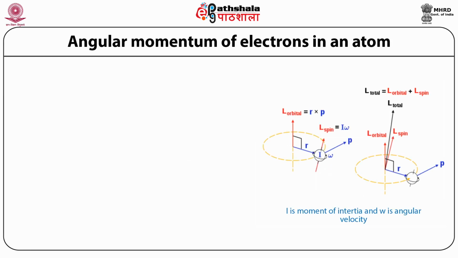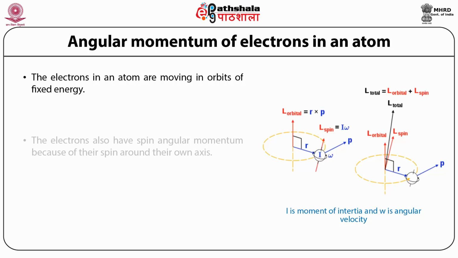Let's discuss the angular momentum of electrons in an atom. The electrons in an atom are moving in orbits of fixed energy, which can be represented in the simple Bohr's model as circles, or in 3D as spheres. The electrons also have spin angular momentum because of their spin around their own axis.